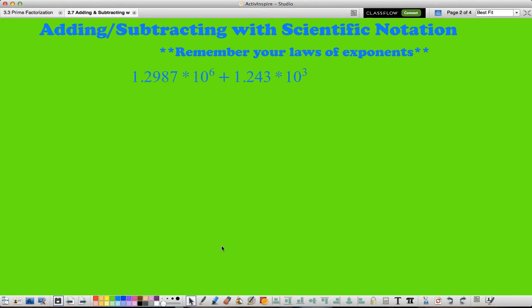So what we're going to do is we have these two numbers, and you have to think of what they would look like if you extended them out of scientific notation. So we know that this would be 1,298,700 plus 1,243. And then we know that we can just add the two of these together like so.